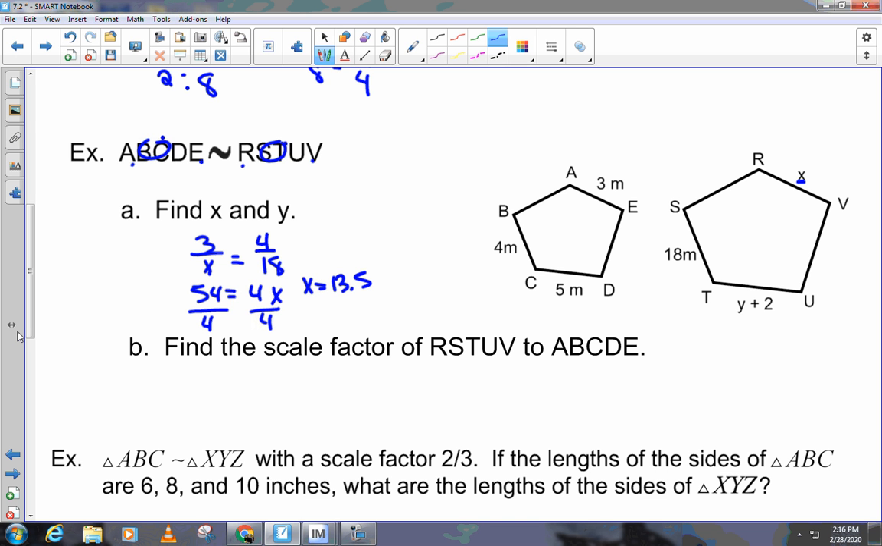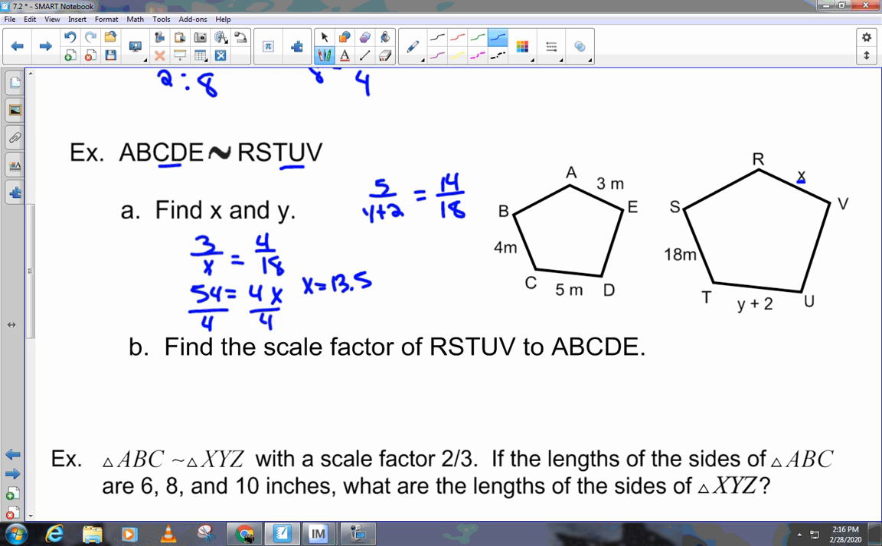Now I want to find y. Y is associated with the TU. What does it marry up with? TU marries up with CD. So I could do 5 is to y plus 2, and what would the other side of my proportion look like? Because I went this to that, 4 is to 18, I would use the same thing. But you've got to make sure if you're going left to right, you go left to right on both of them. So 4 is to 18.